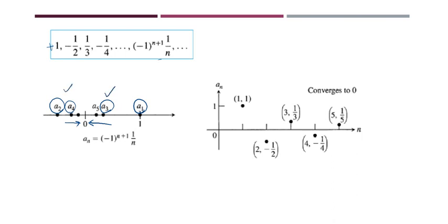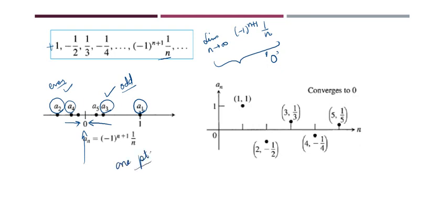You see, when you take the limit of this one, minus 1 raised to the power n plus 1, 1 by n, as n tends to infinity, this limit will go to 0. That is not a problem. But your even terms are all lying on the left hand side, and your odd terms are the positive terms on the right hand side. So eventually you are converging to this point, because the whole of my sequence is moving towards one point, and that one point is 0. So I say my sequence is converging.